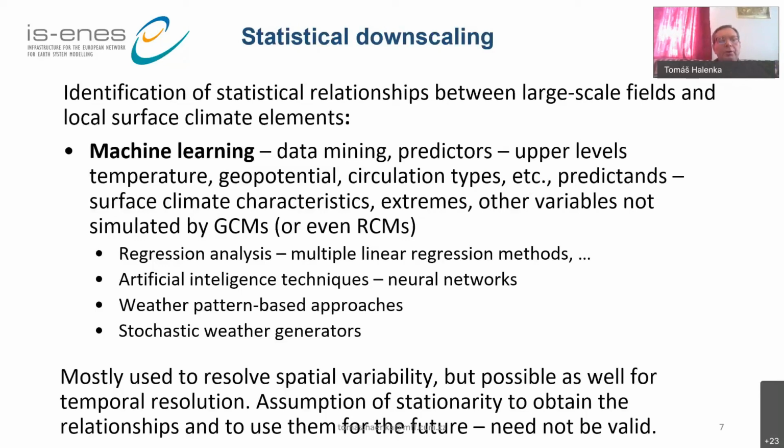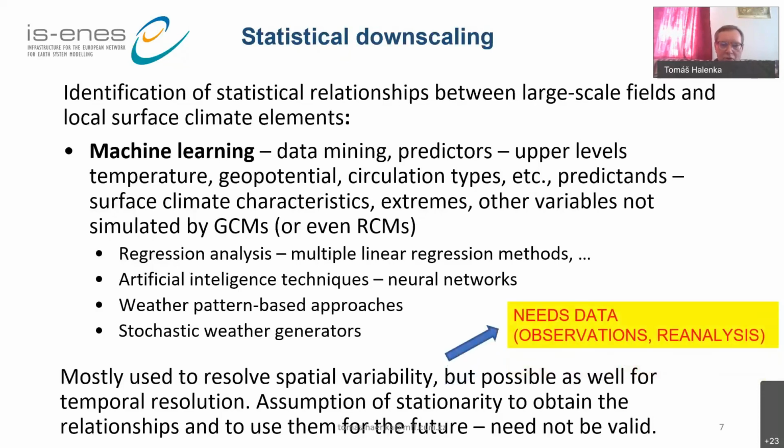And another important point is, as I mentioned, that parameterizations in regional climate simulations needn't be exactly valid for future simulations. That can be an extreme case for statistical downscaling, because the relationship you get from present data needn't be valid in some, say, different climate state in the future. And just to conclude, that's an important point especially for statistical downscaling.